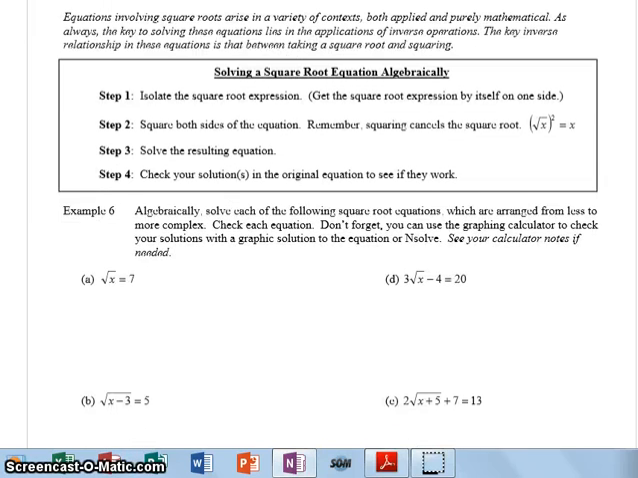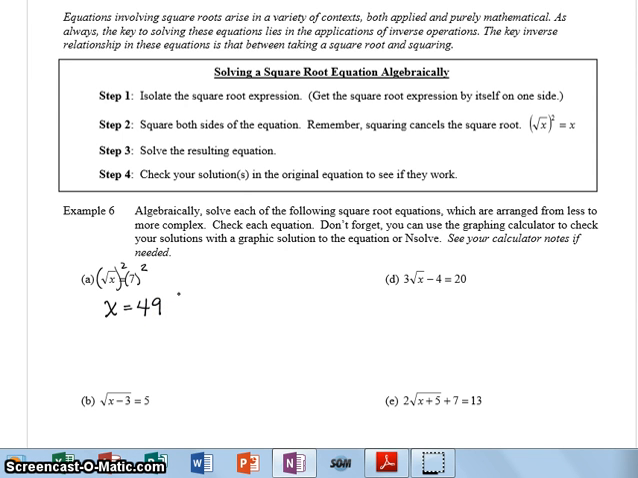Okay, so step 1 says to isolate the square root, meaning this has to be by itself. Right now in part A, it is by itself. So now you're going to square both sides. If I take this and square it, what I do to one side, I have to do the other. When you square a square root, it cancels out. So remember, squaring cancels the square root. That's going to leave just an x, and that's equal to 49.